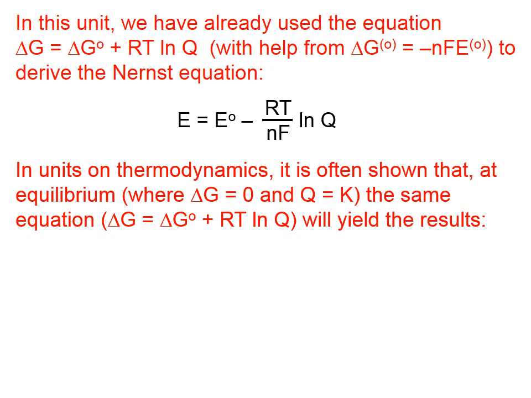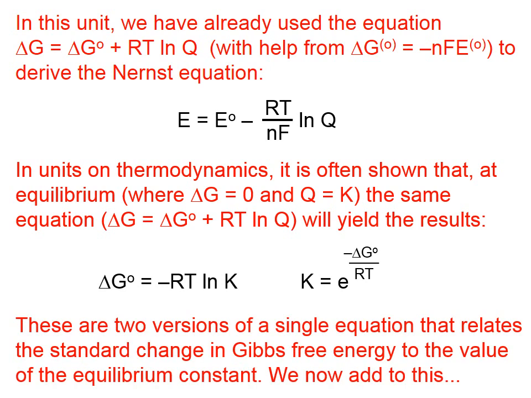and Q equals K, the same equation will yield the results delta G naught is equal to negative RT log K, and written in a different way, K is equal to e to the power negative delta G naught over RT. These are two versions of a single equation that relates the standard change in Gibbs free energy to the value of the equilibrium constant.